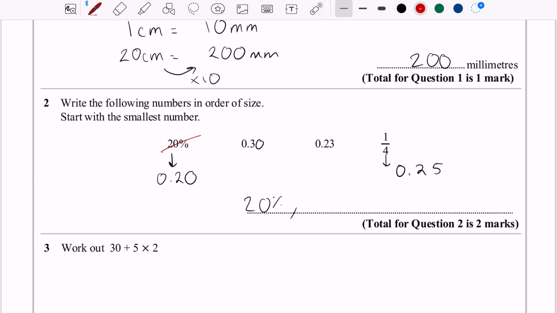cross that off, okay? And then we've got 0.23 next, cross that off. And then we've got a quarter next, so 0.25, and then 0.3. Right, and cross them all off.